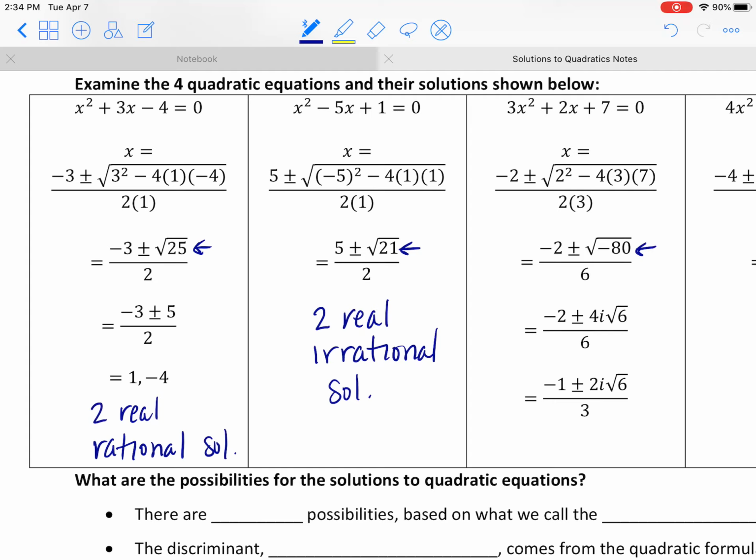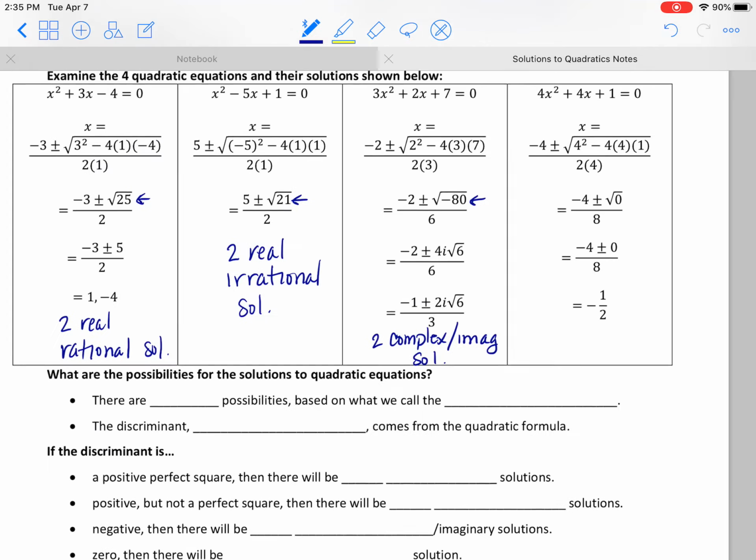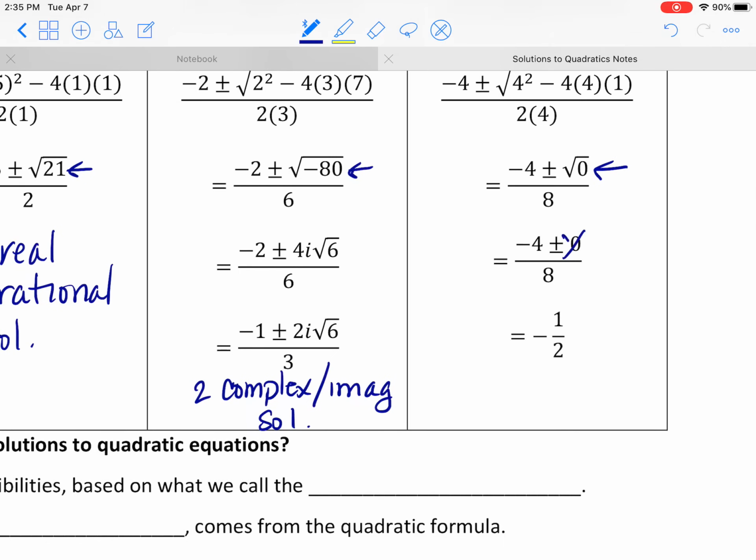Okay, now if we look at the third one, we end up with a -80 underneath the radical. And that negative, although we could simplify the 80, that negative being under there comes out as an i, and that gives us still 2 solutions, but because it's imaginary here now, when we put the imaginary and the real together, we end up with these 2 complex solutions, and really if you just wanted to call them imaginary, I'd be okay with that, 2 complex or imaginary solutions.